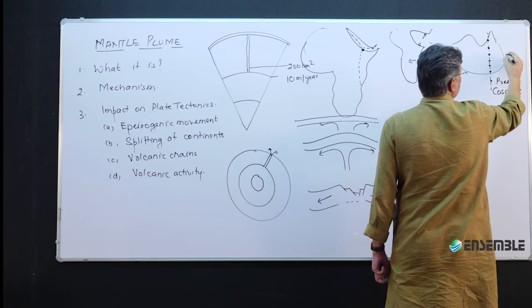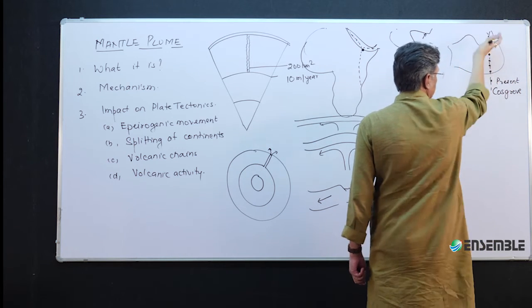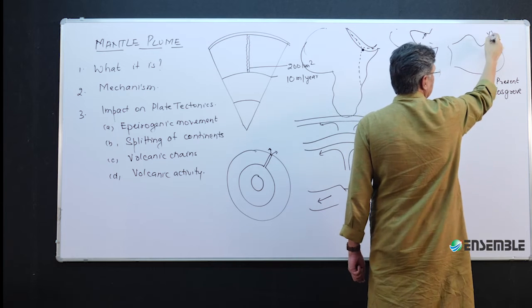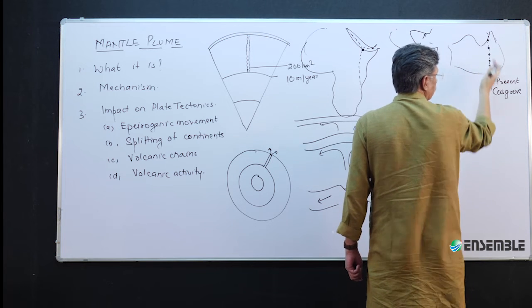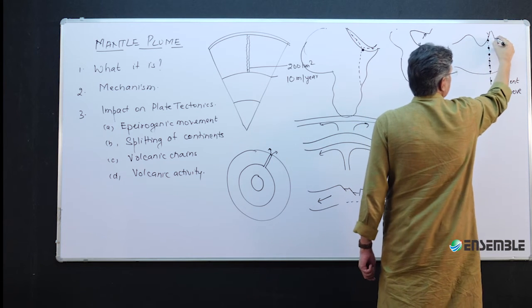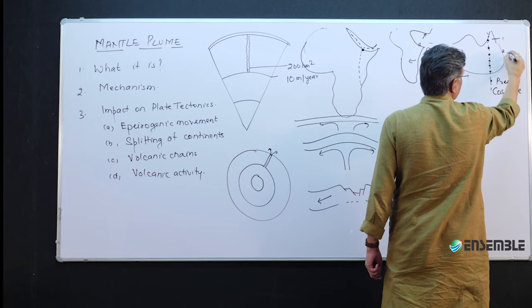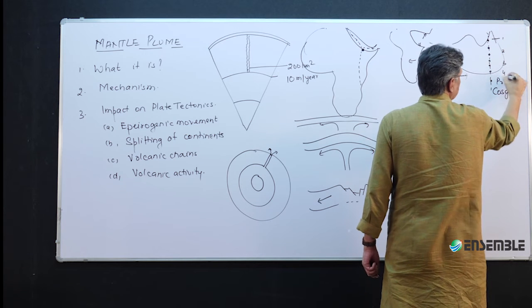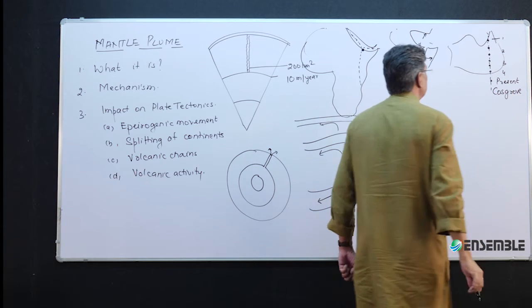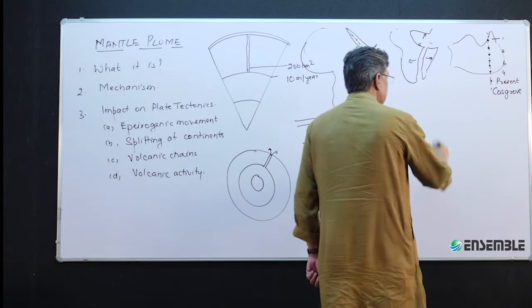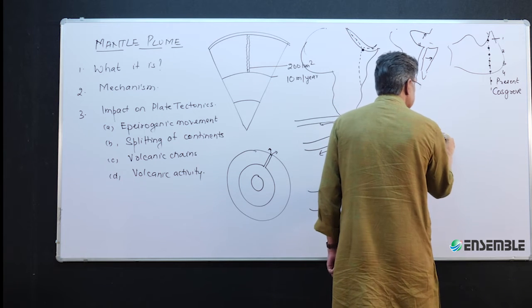Now, Africa was moving northward. As it kept moving northward, this was the first one that was created, then the second one, the third, the fourth. Now the fifth one is the present one, here. Now you can understand it.